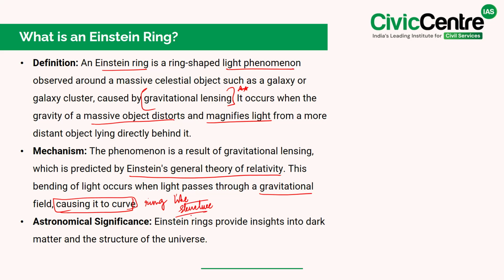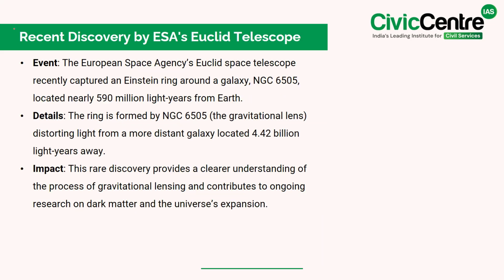Now, if you see the recent discovery by the ESA's Euclid telescope, it observed an Einstein ring around the galaxy NGC 6505, and this discovery is significant because NGC 6505 itself serves as a gravitational lens, bending light from a much more distant galaxy situated 4.42 billion light years away. As a result, the distant galaxy's light appears as a nearly perfect circle around NGC 6505, creating a spectacular Einstein ring. And this rare finding is crucial because it enhances our understanding of how gravitational lensing works.